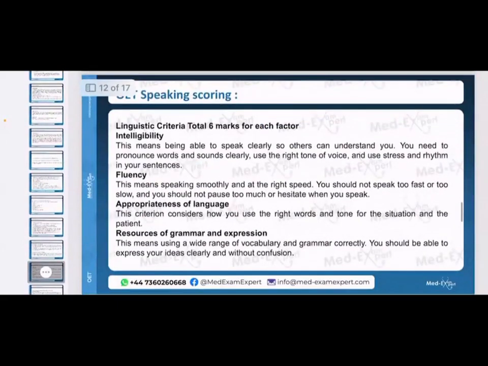So now you must be knowing that your OET speaking would be assessed upon 2 aspects, linguistic and clinical. For the linguistic criteria, they look at some factors which are intelligibility, fluency, appropriateness of language, and resources of grammar and expression. Intelligibility means you being able to speak clearly so others can understand you. You need to pronounce words and sounds clearly, use the right tone of voice, and use stress and rhythm in your sentences.